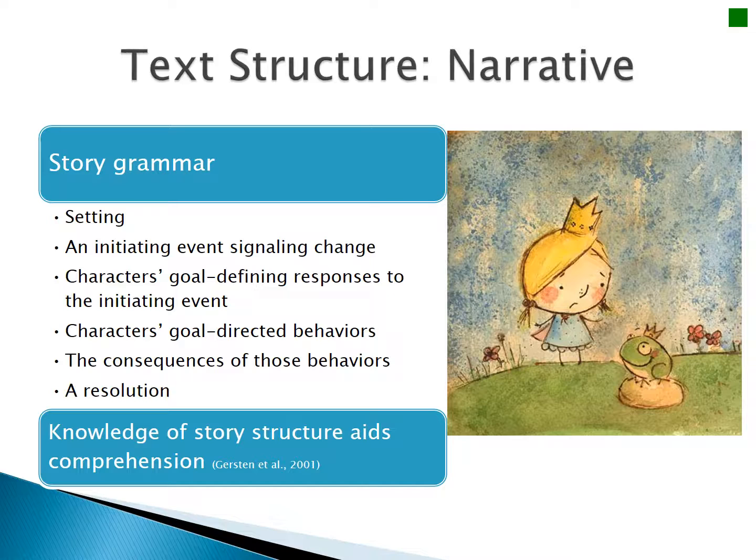So story grammar is just a way to organize when we think about what stories include. They should have a setting. They should have an initiating event that signals a change. I would always tell my students, if you don't have something going on in the story, it's probably not very interesting for your reader. So that's why when we tell stories and write stories, there are things going on in the story. We need to help our students understand that characters have a response to that initiating event, and they have goal-directed behaviors and consequences of those behaviors that lead to a resolution.